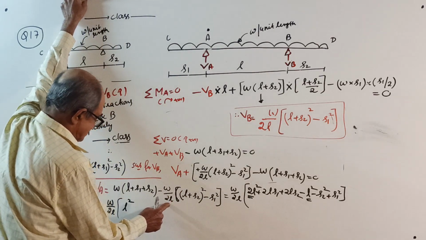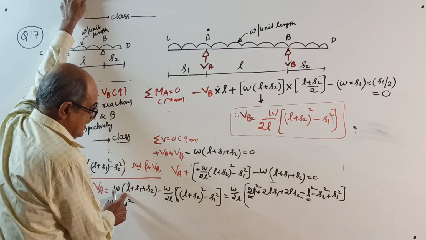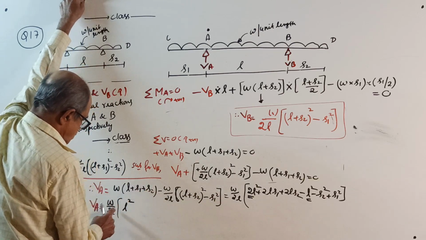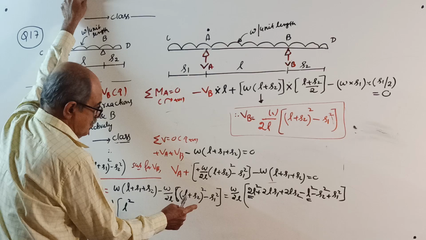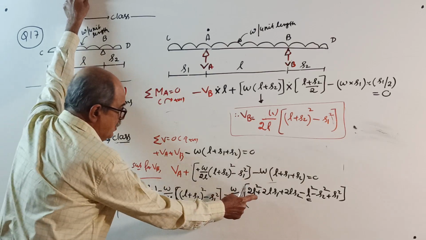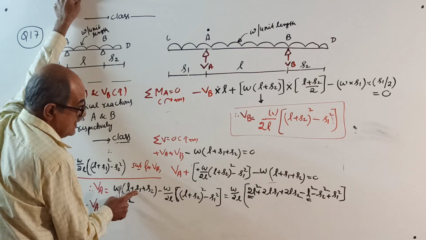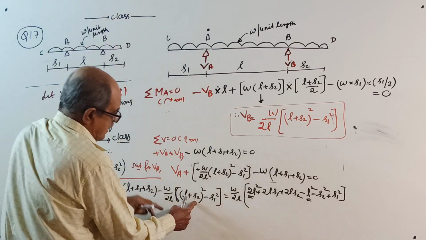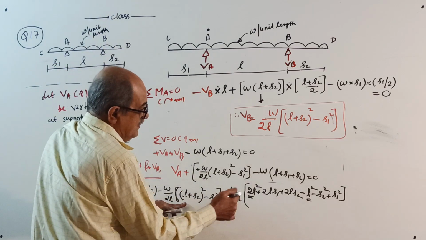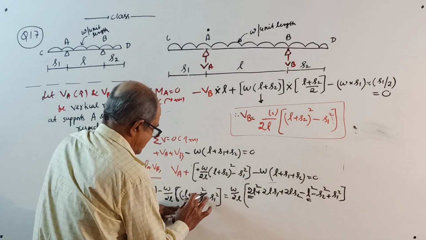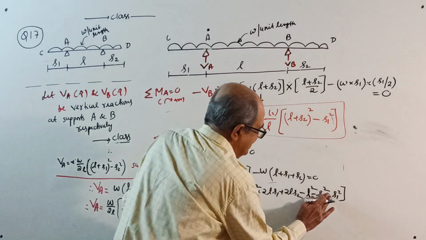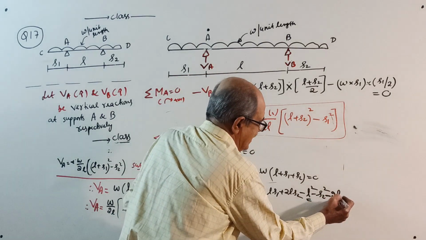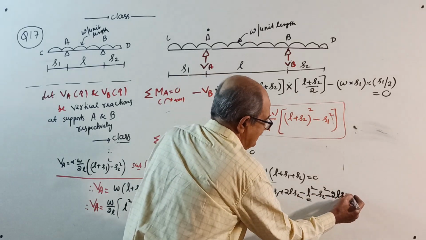W by 2L into L plus S1 plus S2 by 2L, you take outside. So it will become what? 2 multiplied by 2L: 2L square plus 2LS1 plus 2LS2 minus L plus S2 whole square. L plus S2 whole square is L square plus S2 square plus 2LS2, with the minus outside, then minus S1 square.